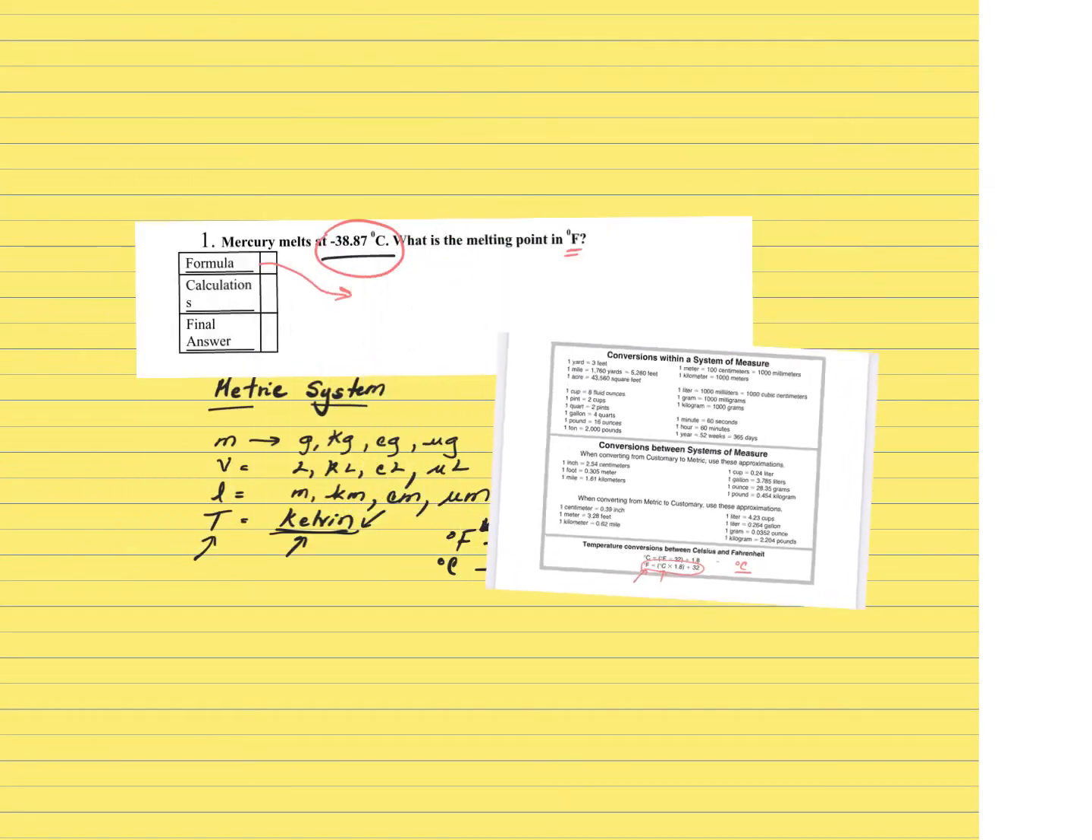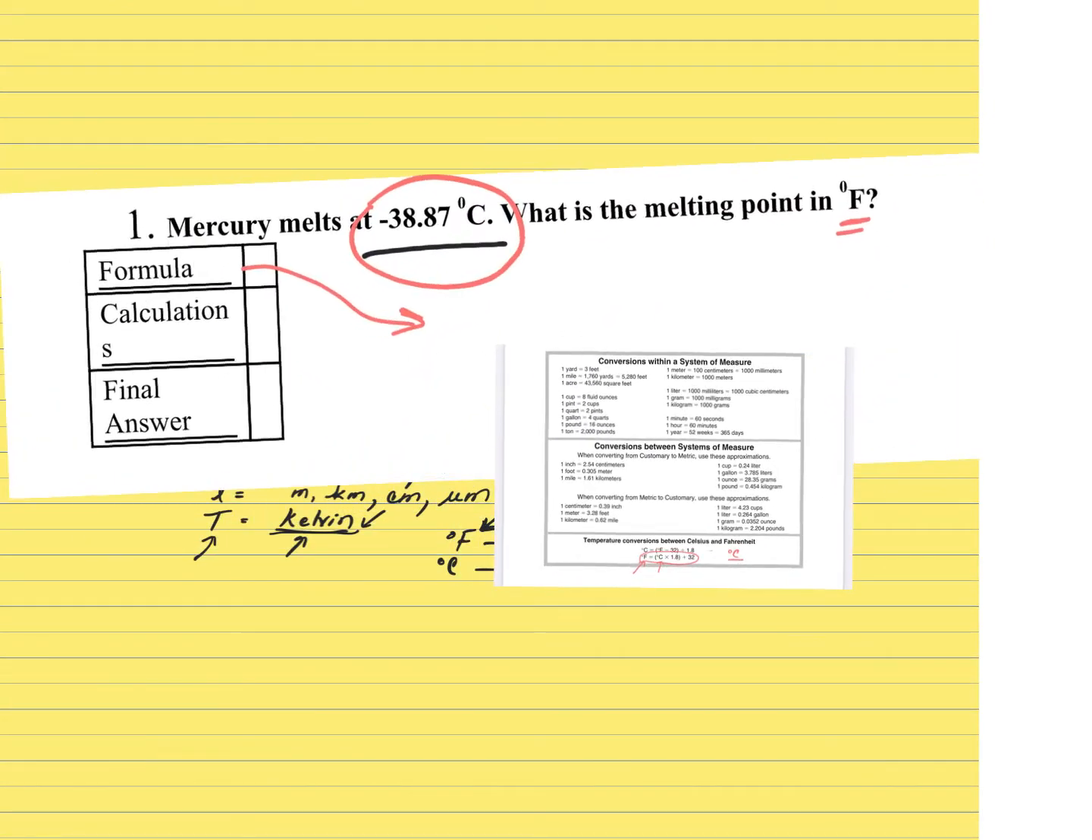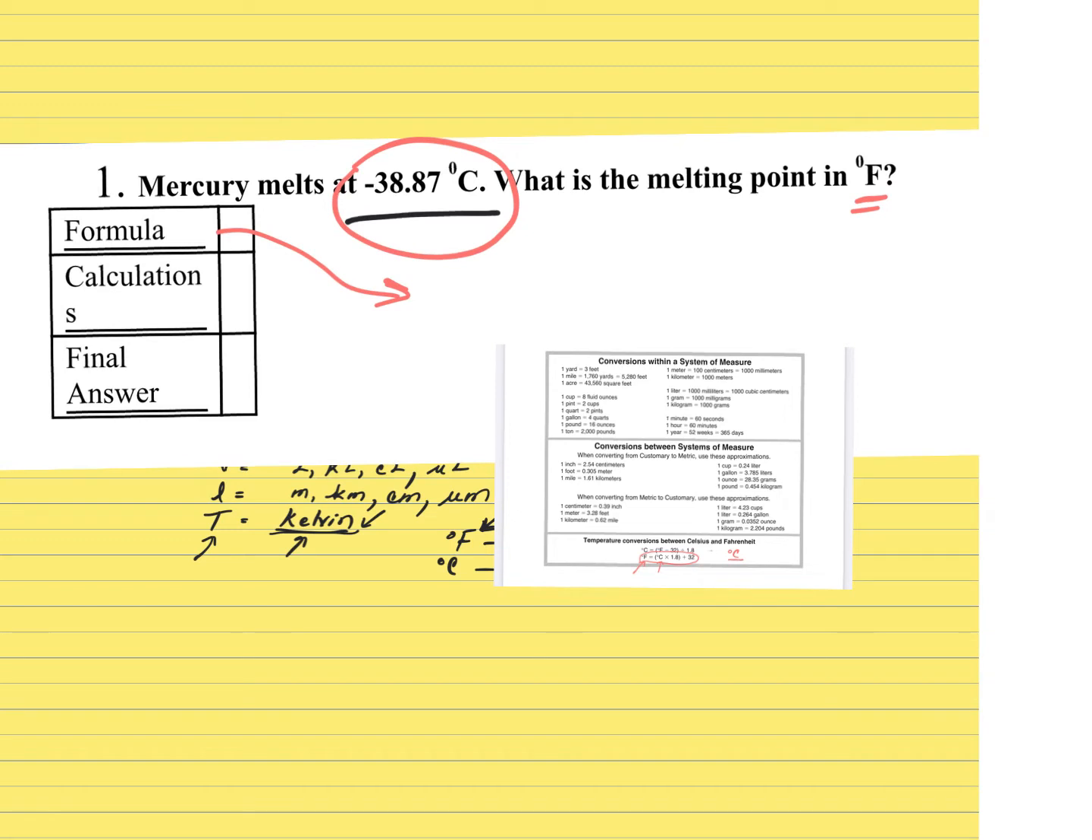Oh, that is the problem. Okay. I'm going to write over here my formula. The formula to convert Celsius to Fahrenheit is that I need to add 32. No, I'm sorry. I need to multiply by 1.8 and I need to add 32.